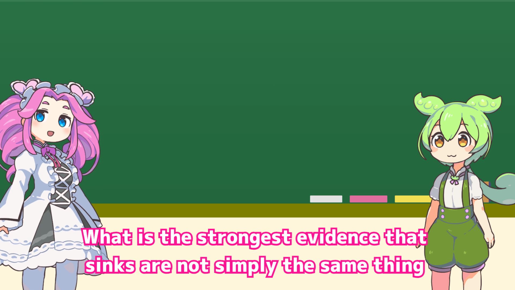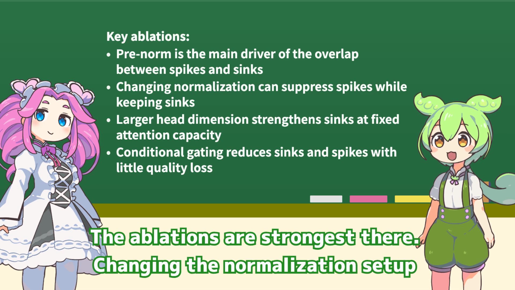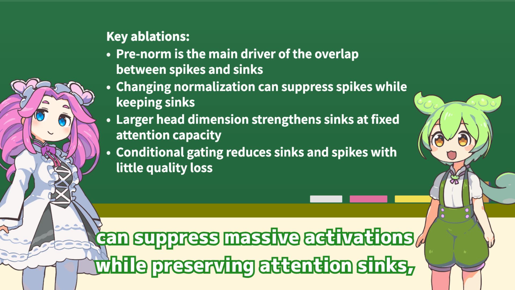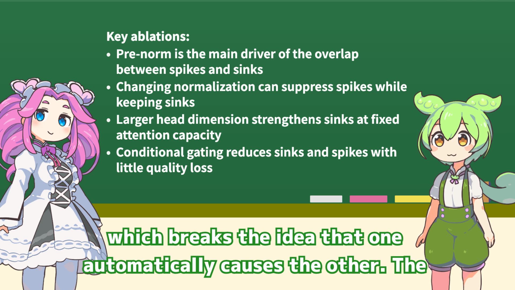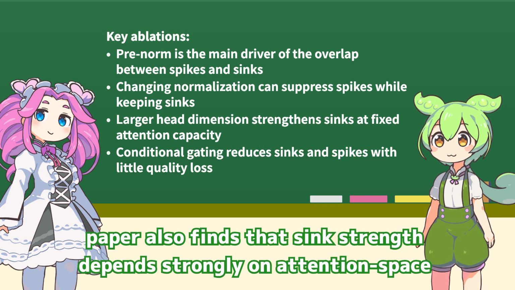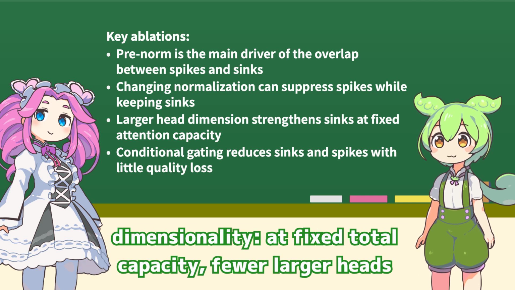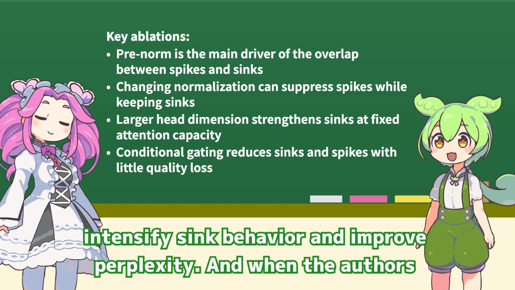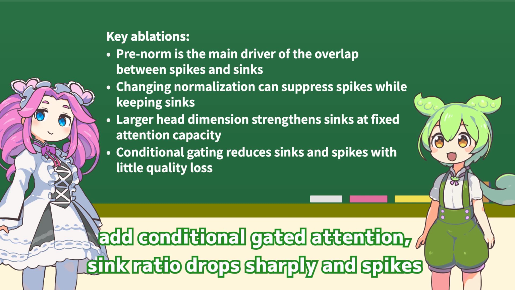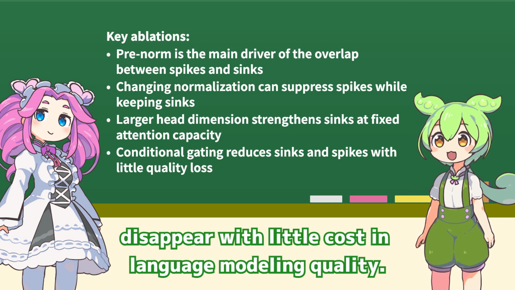What is the strongest evidence that sinks are not simply the same thing as spikes? The ablations are strongest there. Changing the normalization setup can suppress massive activations while preserving attention sinks, which breaks the idea that one automatically causes the other. The paper also finds that sink strength depends strongly on attention space dimensionality. At fixed total capacity, fewer larger heads intensify sink behavior and improve perplexity. And when the authors add conditional gated attention, sink ratio drops sharply and spikes disappear with little cost in language modeling quality.